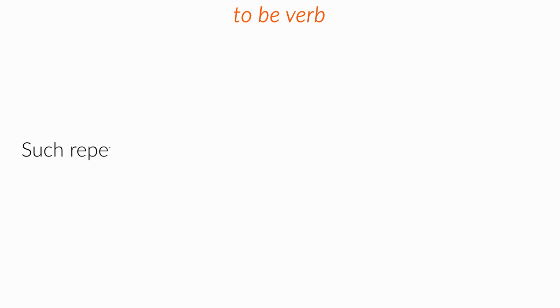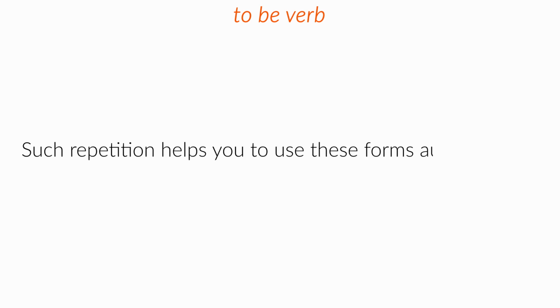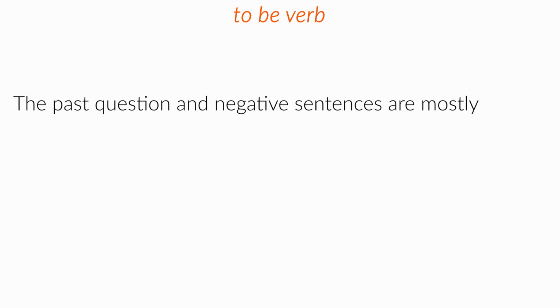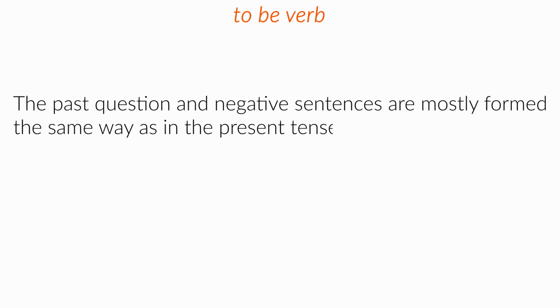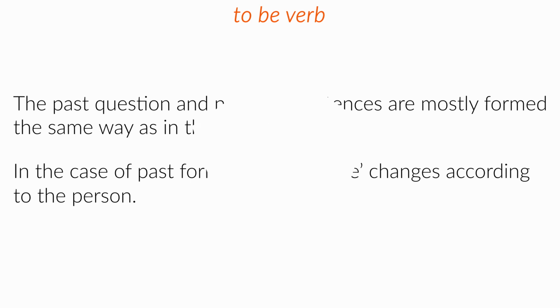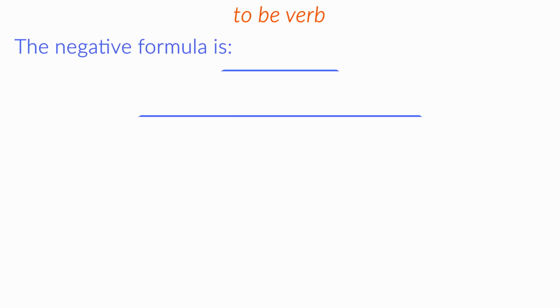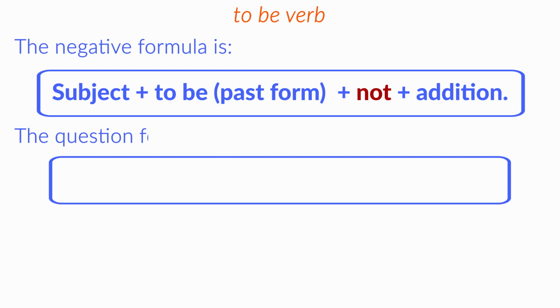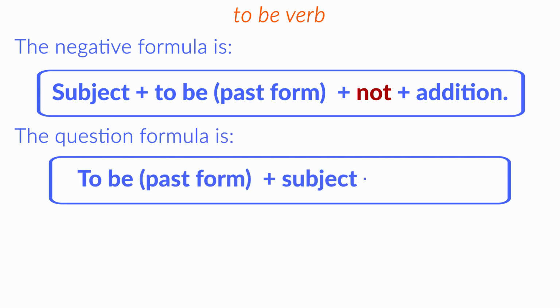Brilliant! Such repetition helps you to use these forms automatically. The question and negative sentences are mostly formed the same way as in the present tense. Only, in the case of past form, the verb to be changes according to the person. The negative formula is subject plus to be past form plus not plus addition. The question formula is to be past form plus subject plus addition question mark.